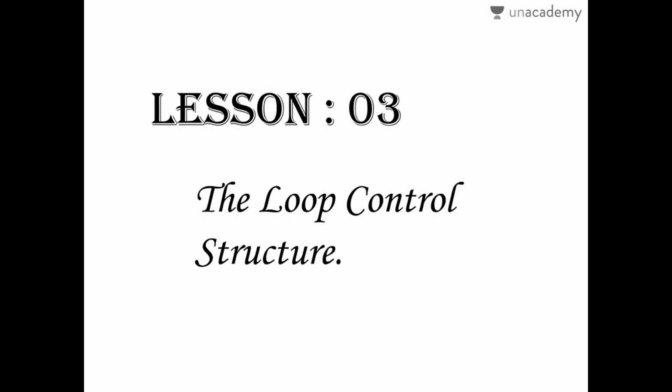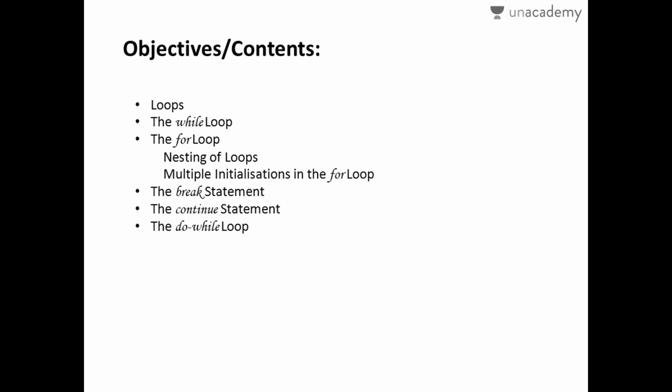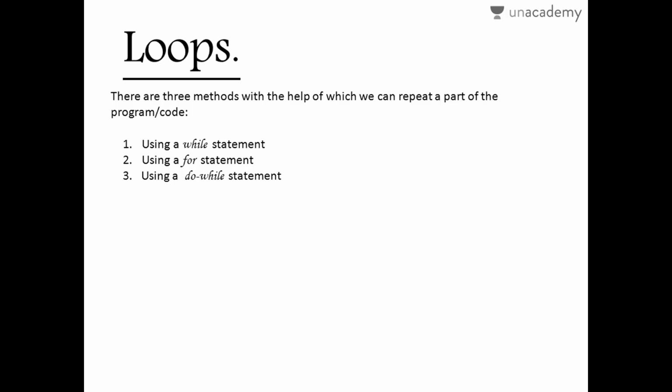Today we'll be discussing lesson 3 of the C programming language, that is the loop control structures. In this lesson, we'll be discussing all the loops that the C language supports and how we can use them in programming. Let me tell you all the objectives or contents for this lesson. We'll be discussing loops, the while loop, the for loop, break and continue statements, and then the do while loop. All these fall under the categories of loops for C programming.